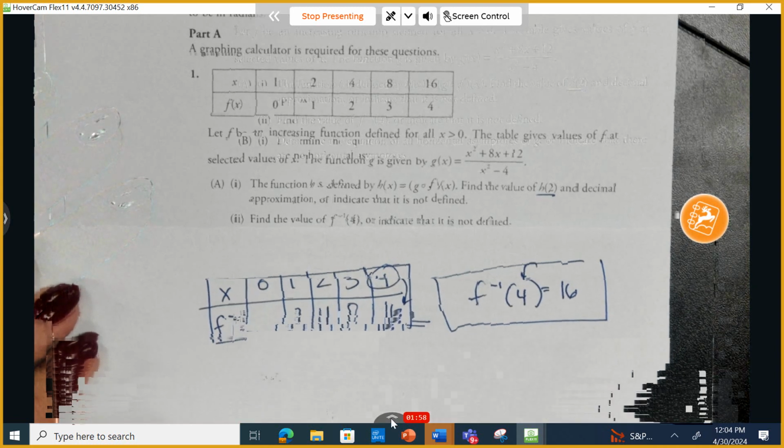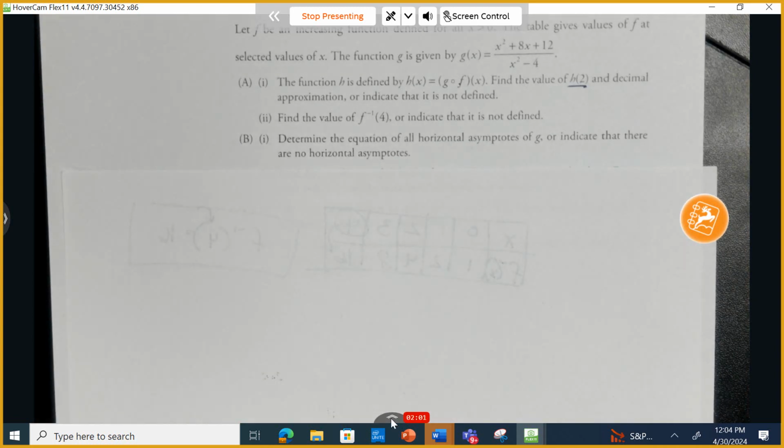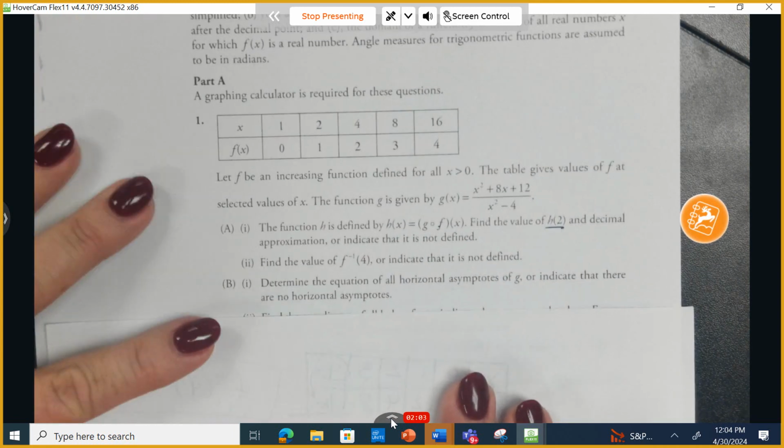So for part B, we're asked to identify all the horizontal asymptotes or state if nothing exists for horizontal asymptote.